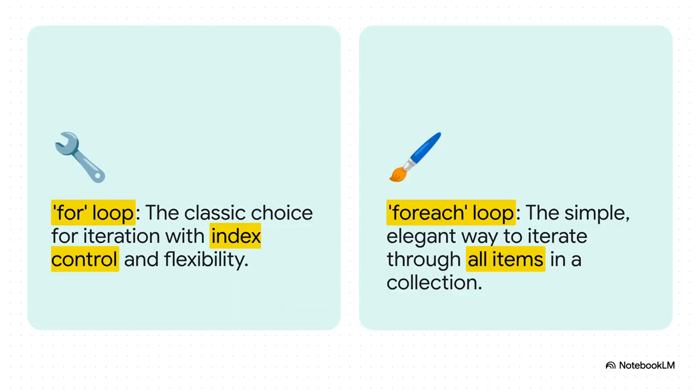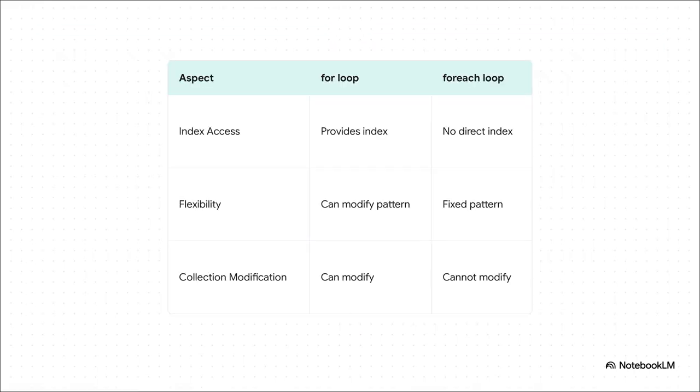All right, so almost every single program you'll ever write needs to do things repeatedly. And for looping through, say, a list of items, C# gives you two main tools. You can think of them as a versatile, adjustable wrench versus a simple, straightforward paintbrush. Each one is perfect, but for a totally different kind of job. The for loop, that's your precision tool. It's your scalpel. You see here, it gives you an index, so you always know exactly where you are in the list. That gives you the power to skip items, go backwards, or even change the list while you're looping.